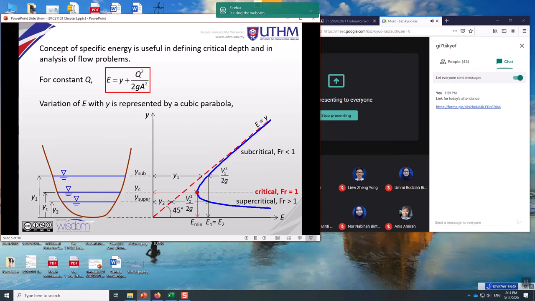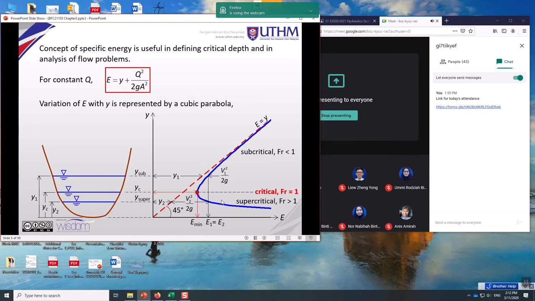Now, the diagram on your right shows a graph. On your y-axis is depth of flow, and on your x-axis is the energy, specific energy. Look at the corresponding depths. On the graph, at the point where critical depth or YC occurs, the graph shows the specific energy is at its minimum value, which is represented by the E min. And then correspondingly, you have the depth of flow when it's supercritical and subcritical.